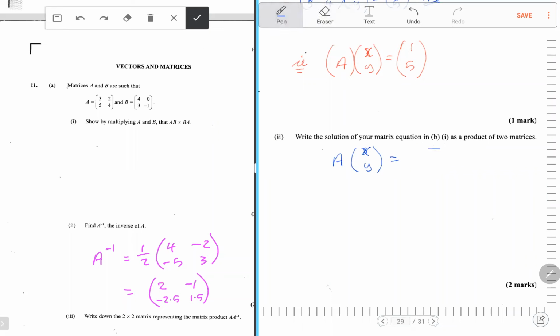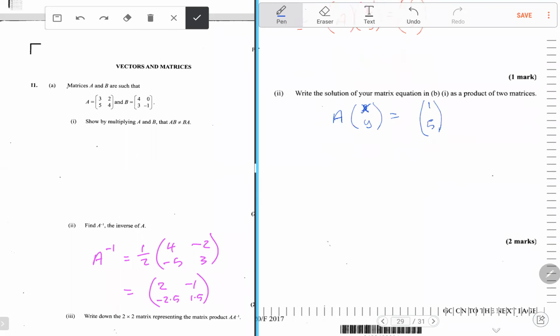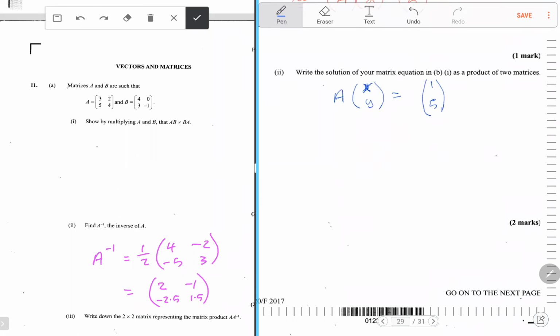All right. So this equals 1, 5. Now what happens is that you have this equation, right? And you want to basically move the A. So you multiply both sides by A to the minus 1. But matrix multiplication is non-commutative, so you have to multiply A to the minus 1 in the front. So you basically multiply A to the minus 1 times this side and A to the minus 1 times this side. That's what you're basically doing.